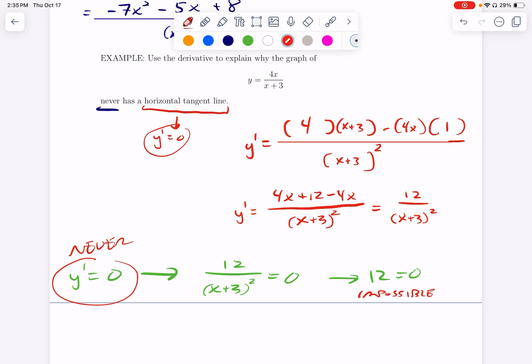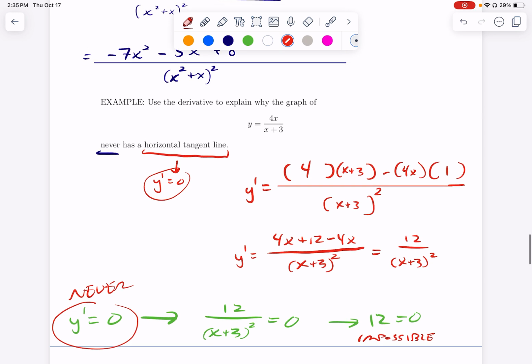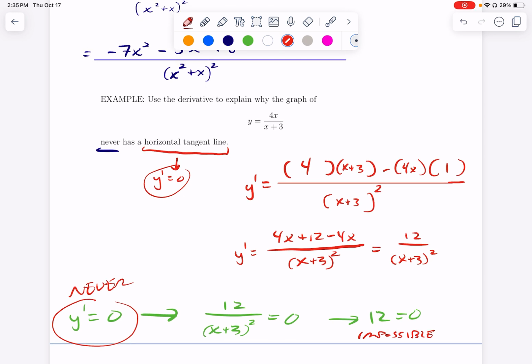All right, that is it. You really want to just practice using this a lot because there's only so much I can say about how the formula works.